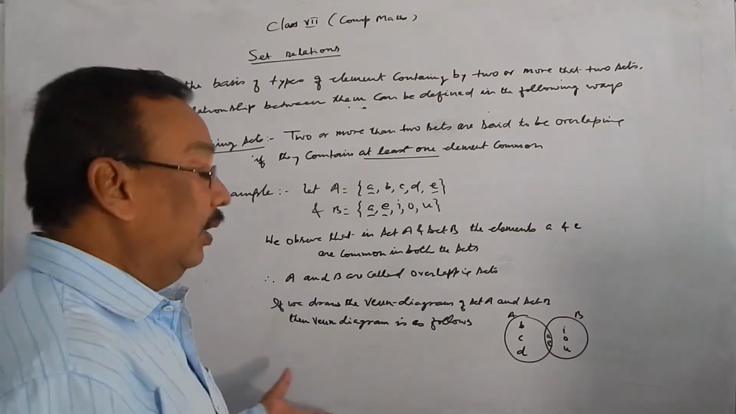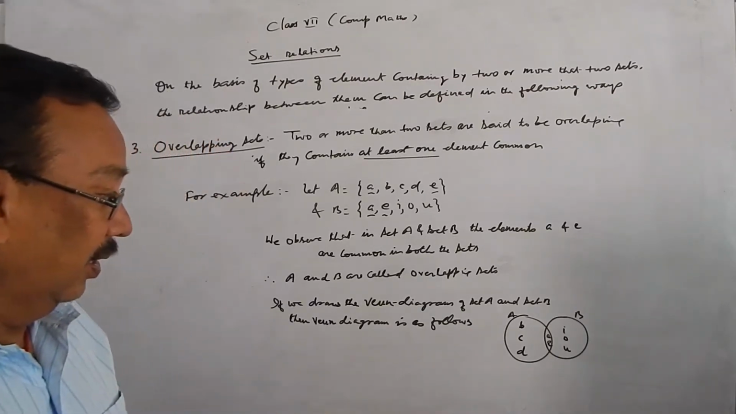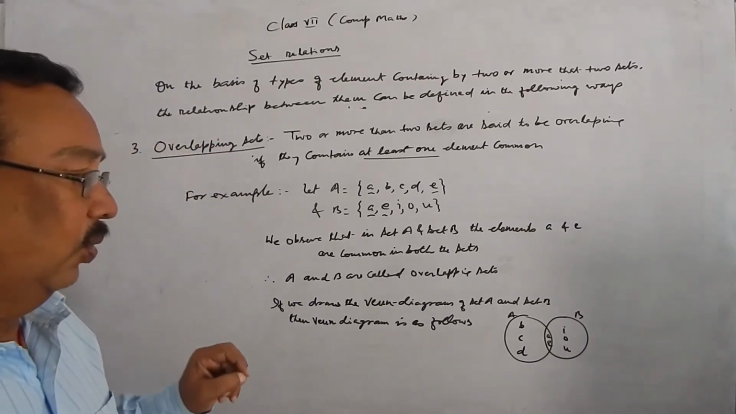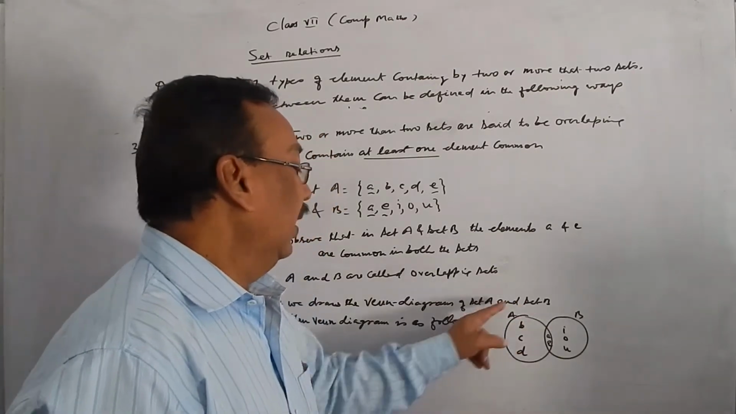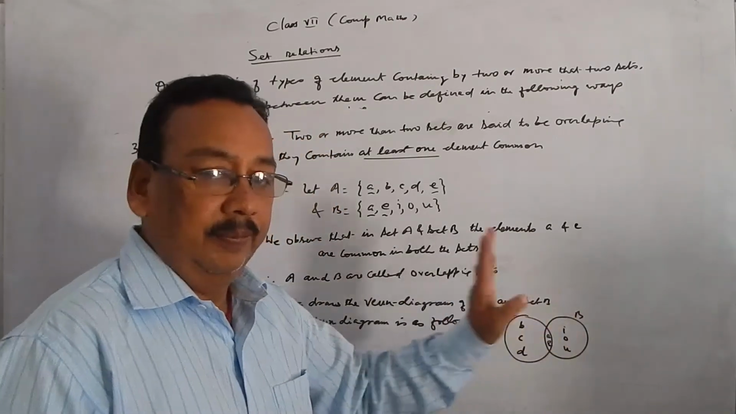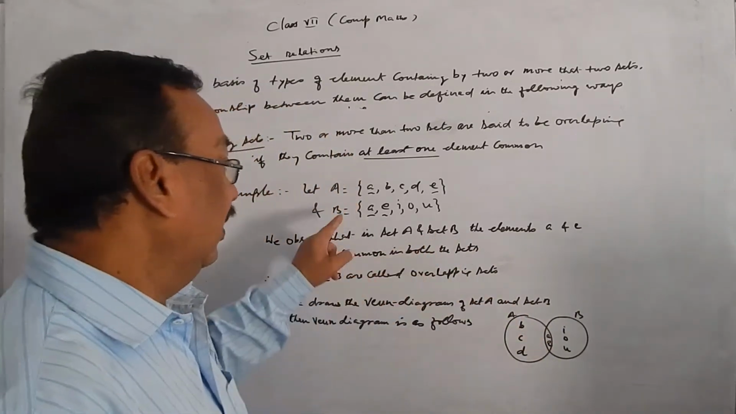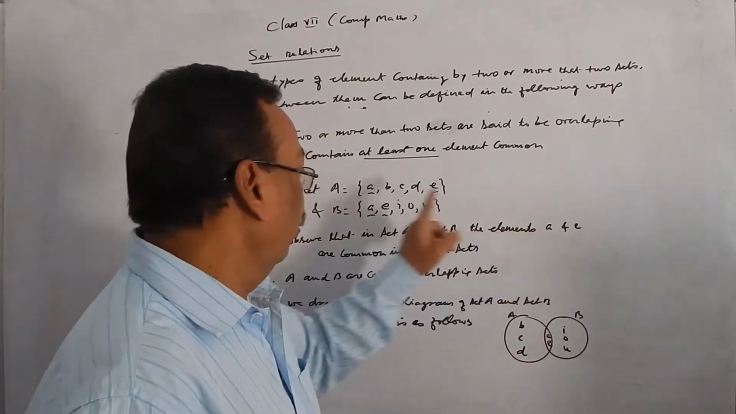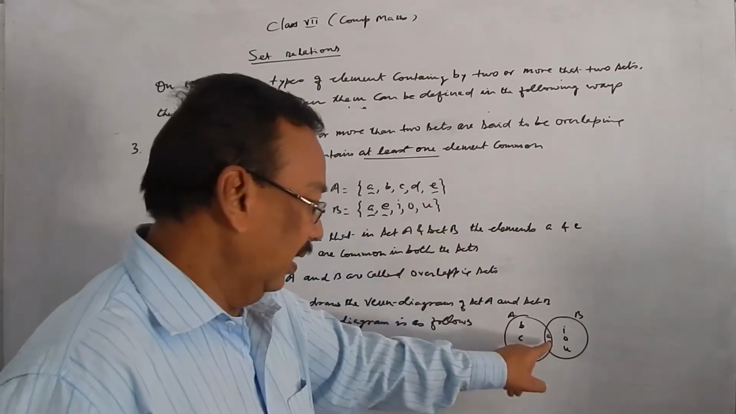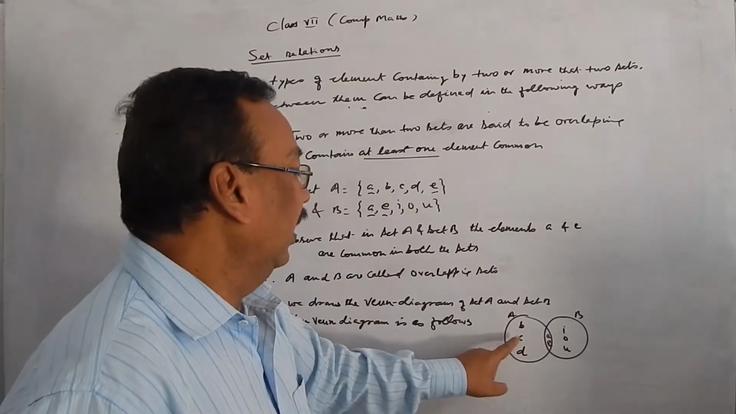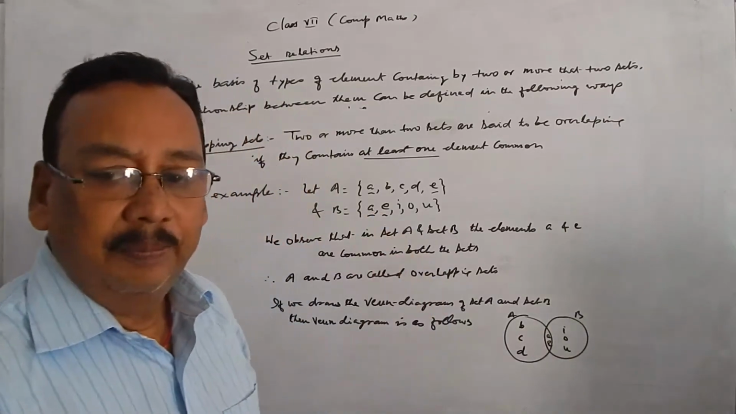Now we have to draw the Venn diagram. Then what will we do? We will take two sets A and B. In the overlapping area between them, we will write the common elements, these two, a and e. The remaining ones we will write in A and the remaining in B.